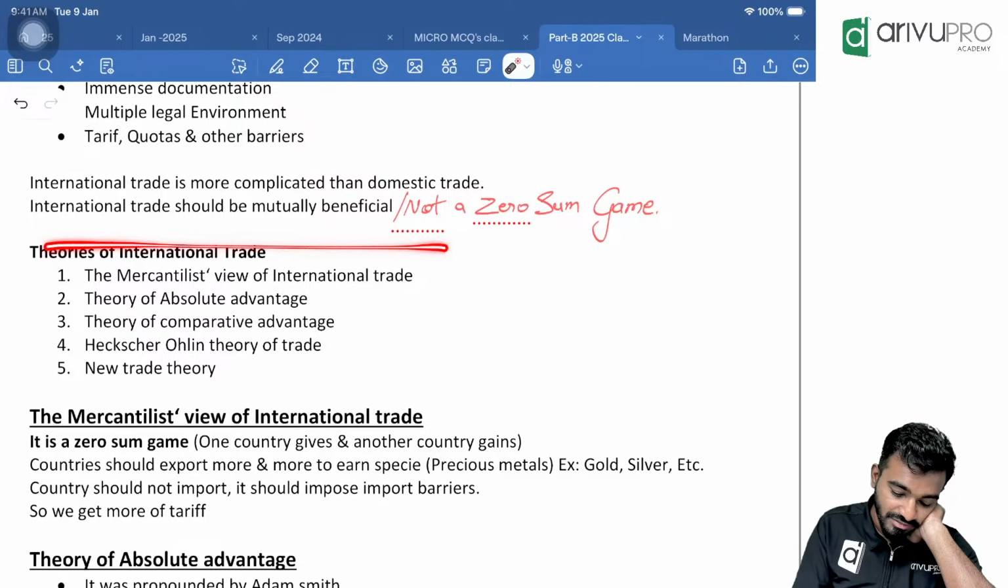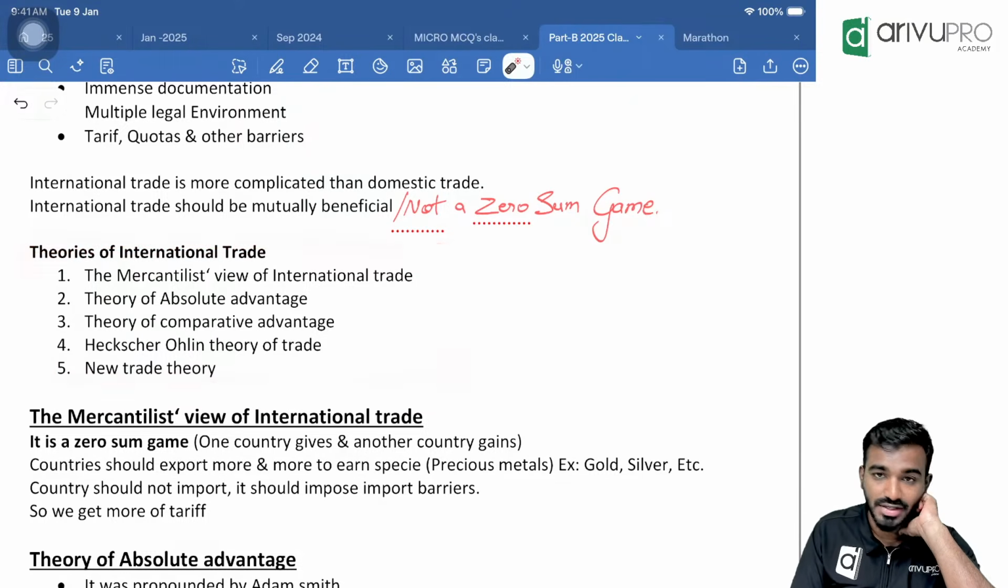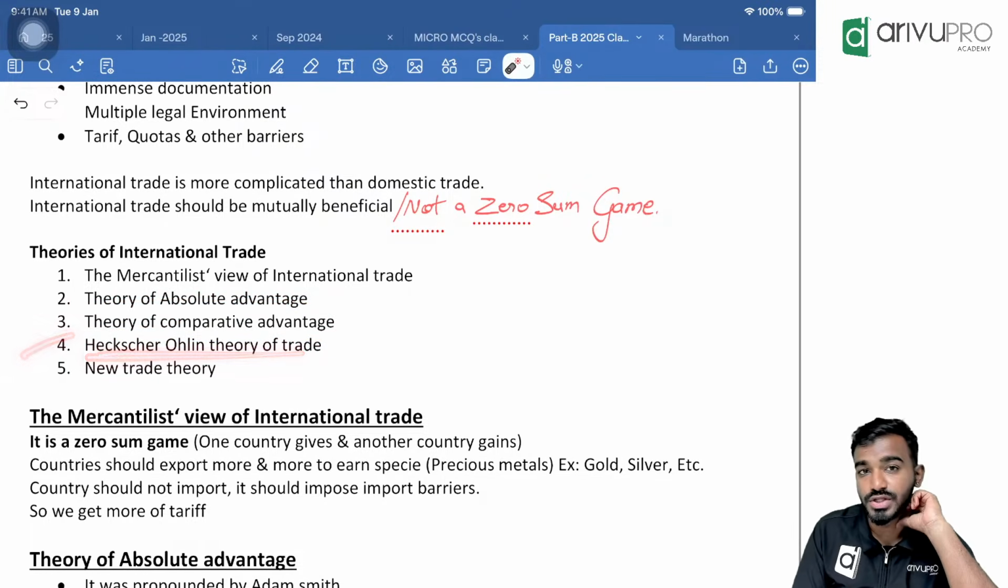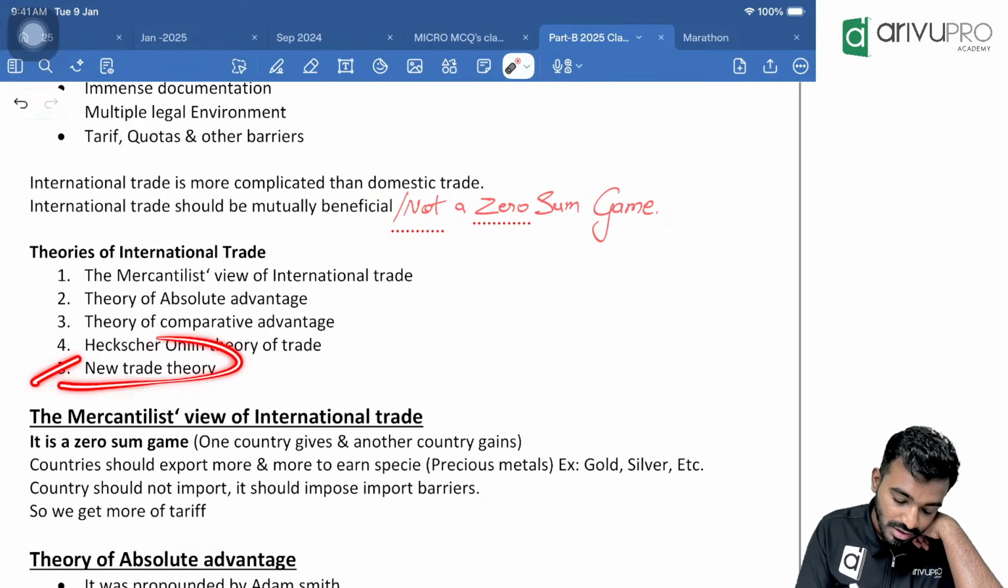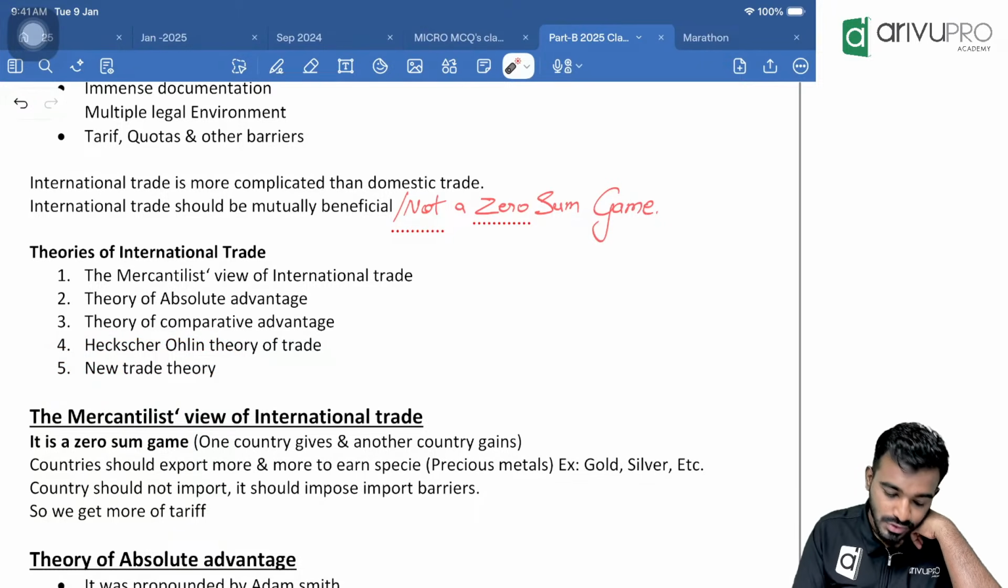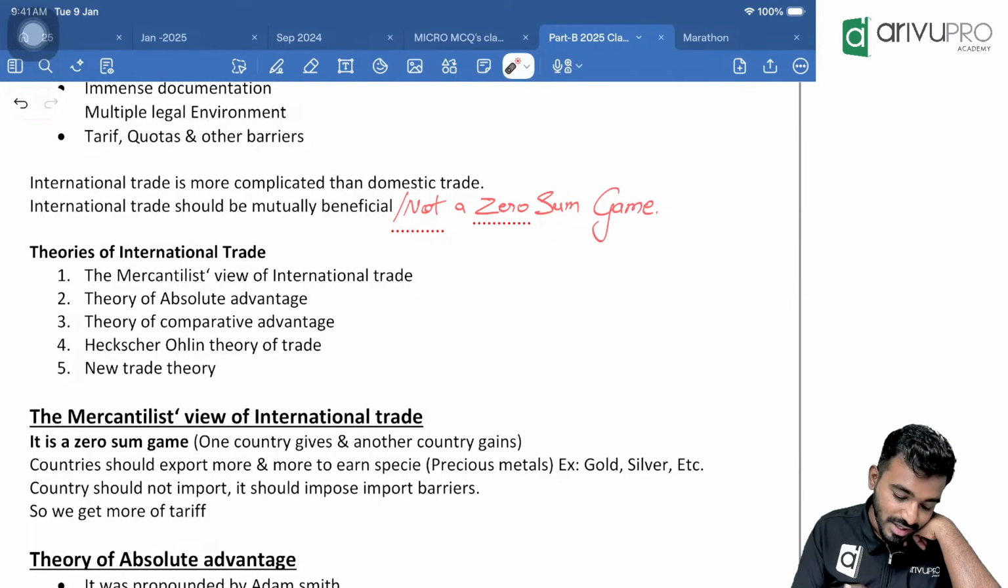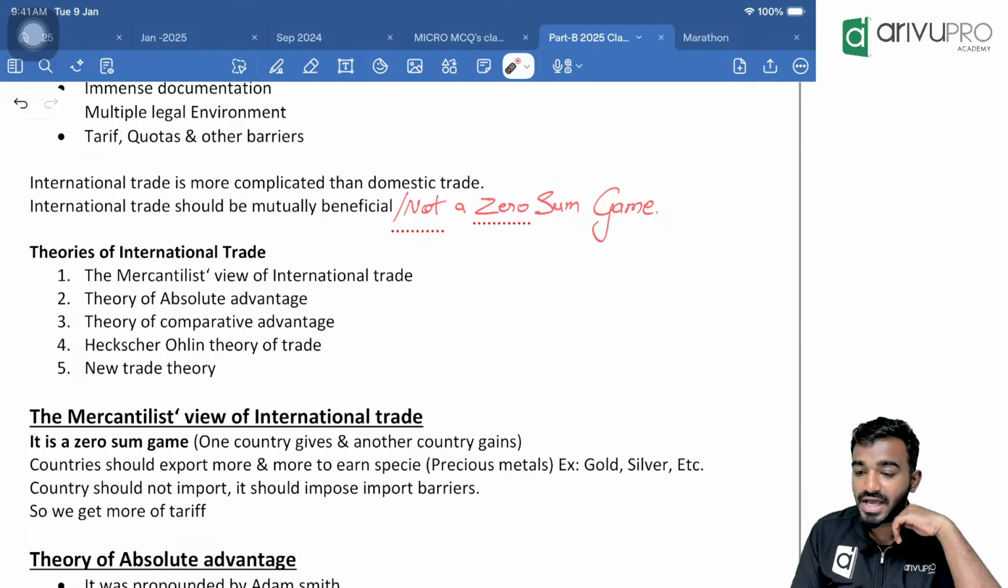There are mainly 5 theories of international trade. The very first is the theory of mercantile view. Second is the theory of absolute advantage. Third is the theory of comparative advantage. Fourth is the HO theory, Heckscher-Ohlin theory. Fifth is the new trade theory. All these 5 theories are important. From any particular theory, questions can come.